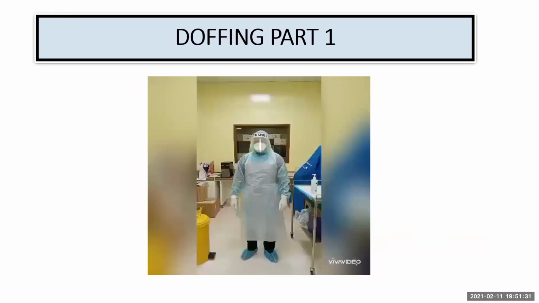Okay, for doffing, we need to remember that every time you remove one thing, you need to hand rub. So first you remove the glove and then hand rub, and then remove the apron and then hand rub, and then remove the gown and then hand rub again, and then remove the head cover, hand rub, and then remove the shoe cover, hand rub, and lastly remove the face mask and again hand rub.